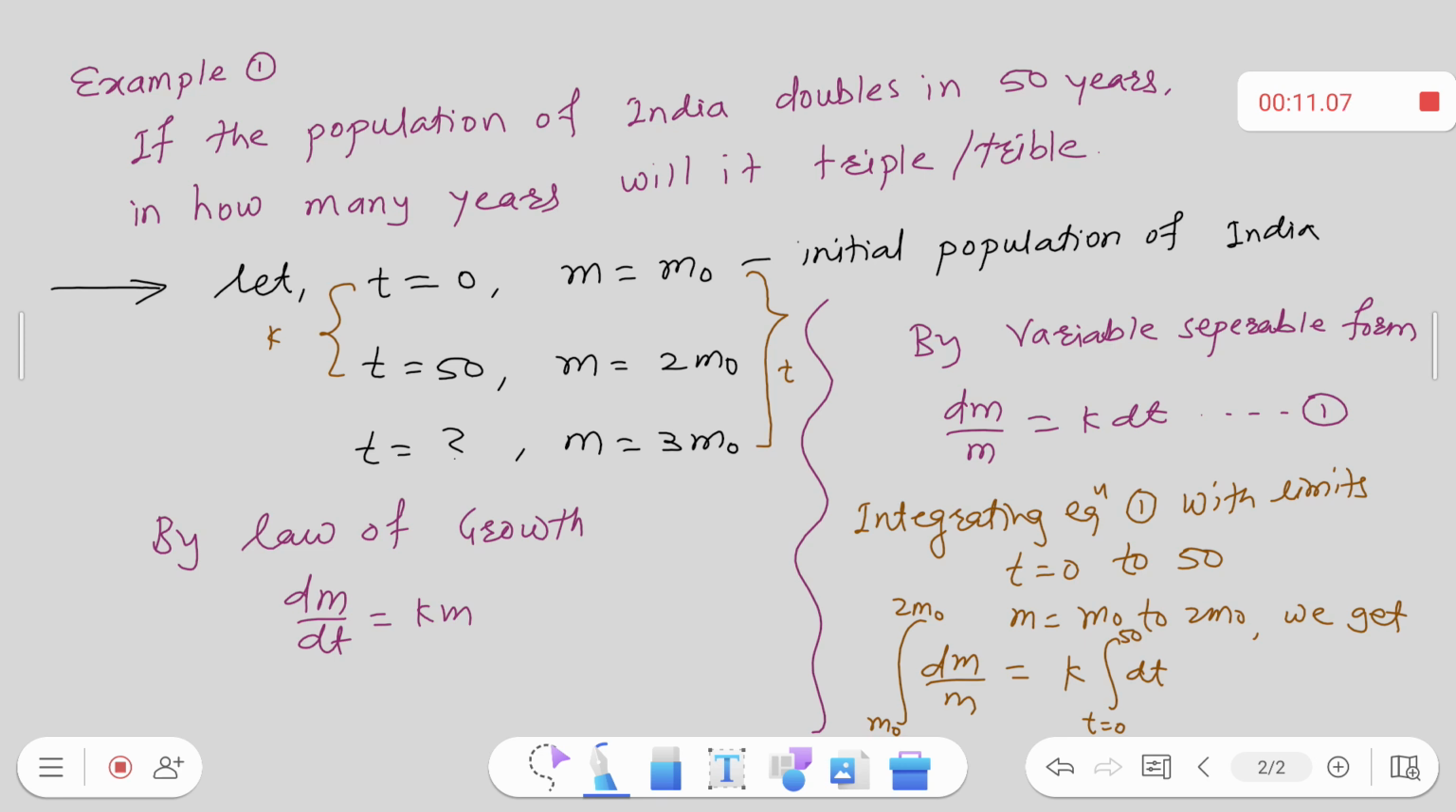So what is the integration of 1 upon m with respect to m? Yes, log m. Integration of 1 upon m with respect to m is log m, with limits from m0 to 2m0, is equal to k times the integration of 1 with respect to t, which is t only. t is from 0 to 50. So put the upper and lower limit. So log of 2m0 minus log of m0 is equal to 50k.